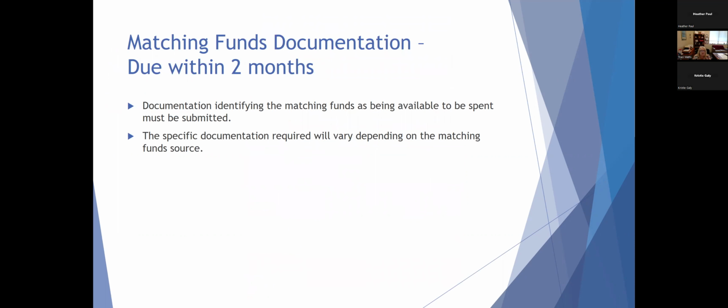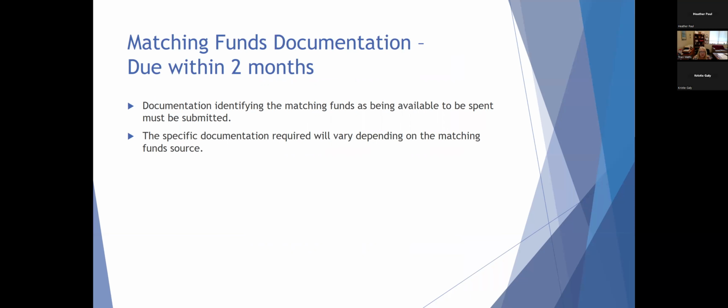The matching funds documentation is due within 2 months. Documentation of your matching funds must identify that the funds are available to be spent. The specific documentation that you submit is dependent upon your source of your matching funds. For instance, if a system is a municipality-owned system and you're using local funds to cover the matching fund cost, then a letter from the mayor identifying that those funds are available to be spent is sufficient.